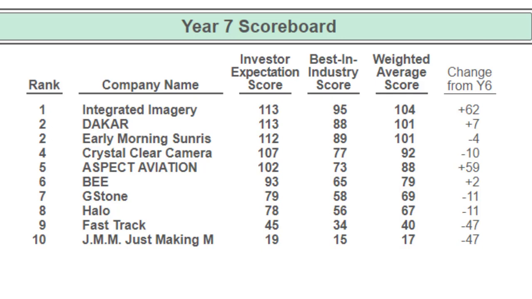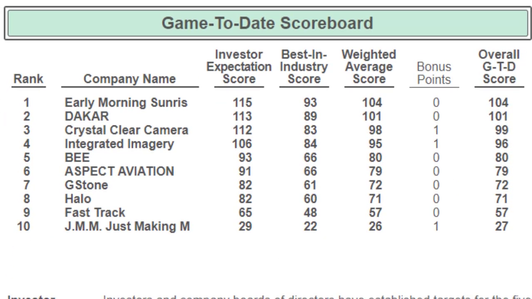But Company J and Company F, who dropped 47, that's a big deal. So luckily that was just a practice round, where I'd be highly concerned about Company F and J with a decrease of 47. So let's go ahead and take a look at the game to date scoreboard.